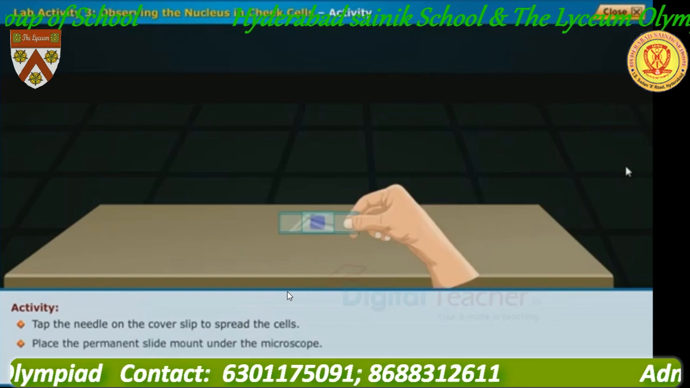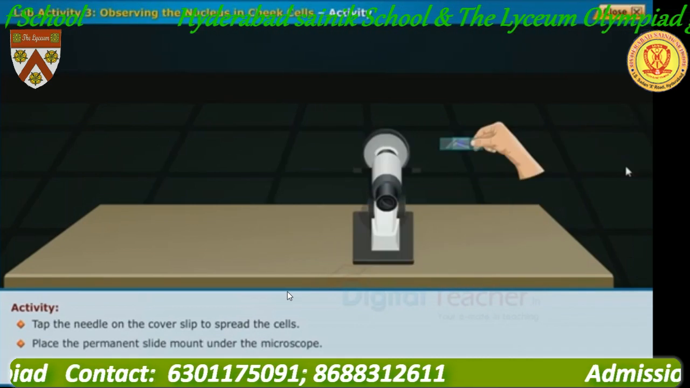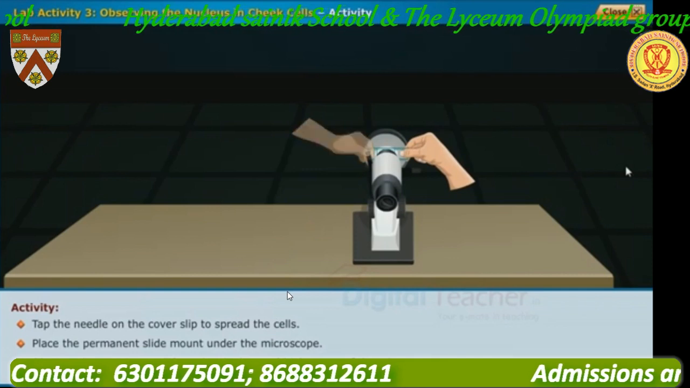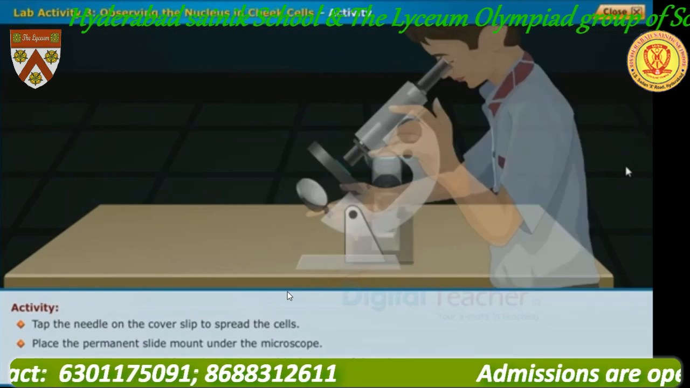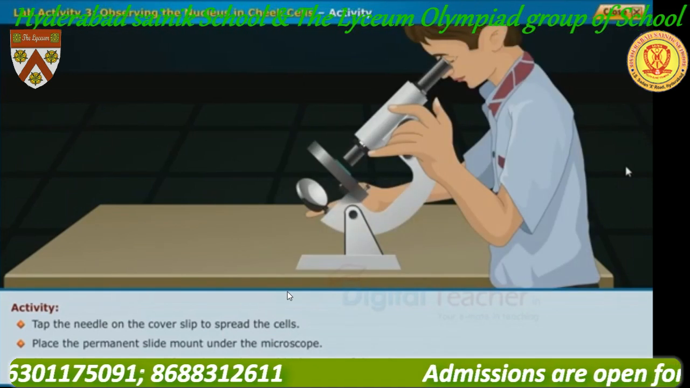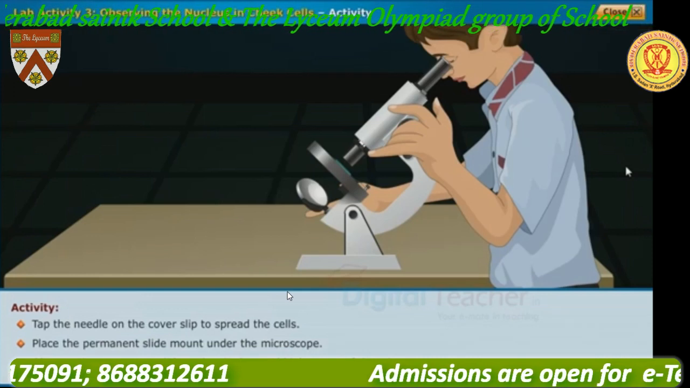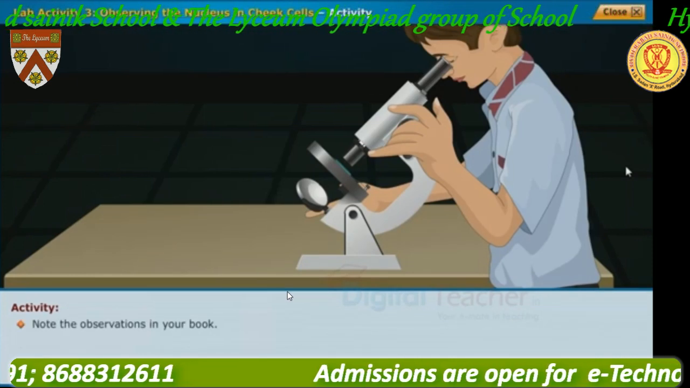Place the permanent slide mount under the microscope. Observe the permanent slide under the low and high power of the microscope. Note the observations in your book.